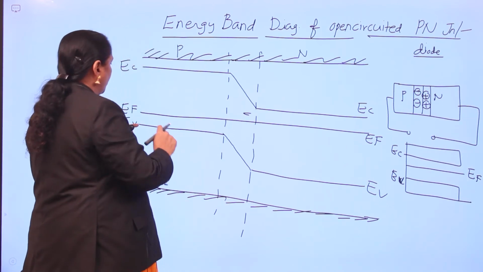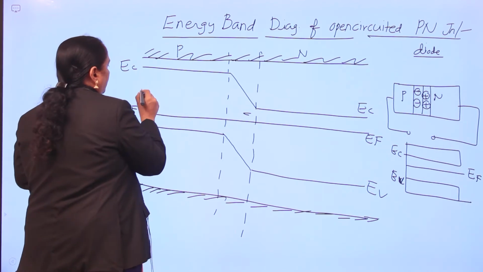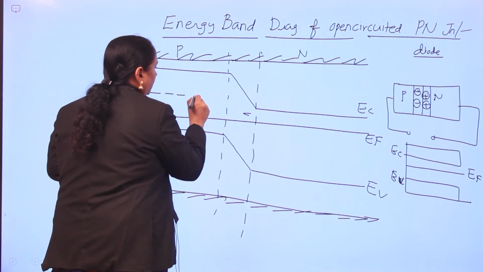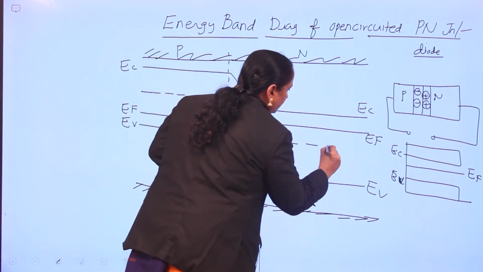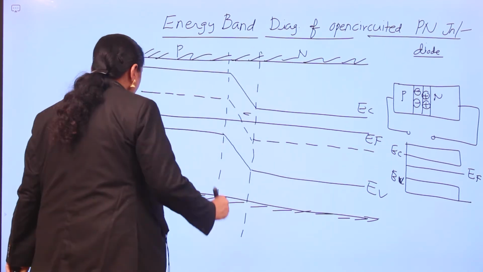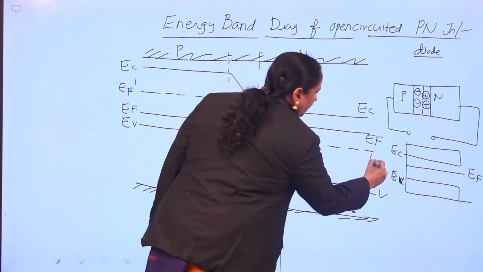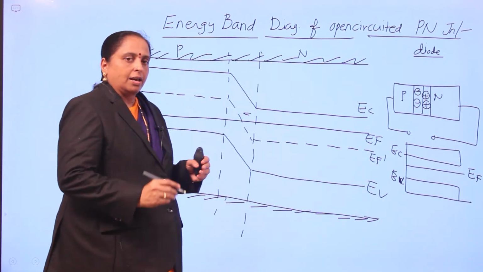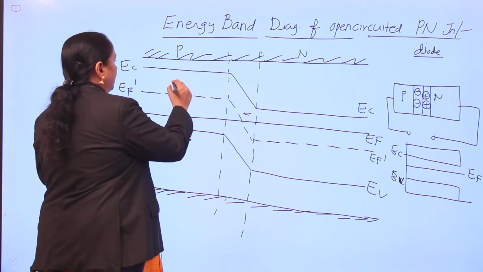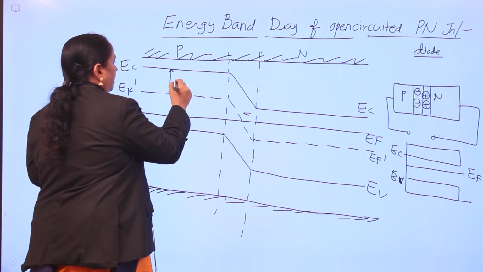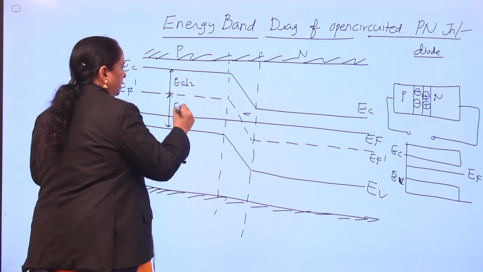See here, what is the middle portion? This is the conduction band and this is the valence band. So the middle is this one. So the new Fermi level is like this. This is represented by EF dashed. Actually, this is the equilibrium condition reached in case of an open circuited PN junction, because from here to here the energy gap is exactly Eg by 2. From here to here, the energy gap is also Eg by 2.